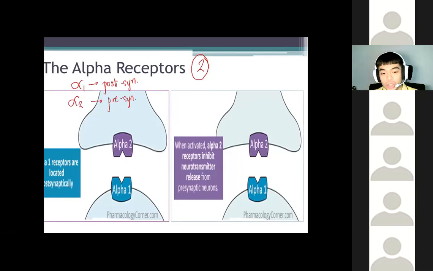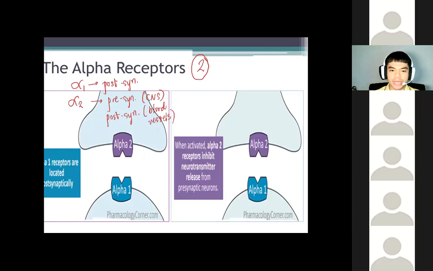makikita sa brain or centrally located, and then meron din naman na post-synaptically located. Okay, we have the presynaptically located alpha-2 and post-synaptic. I repeat, makikita natin ang presynaptic sa utak or sa CNS at ang post-synaptic sa blood vessels, okay, peripheral blood vessels.